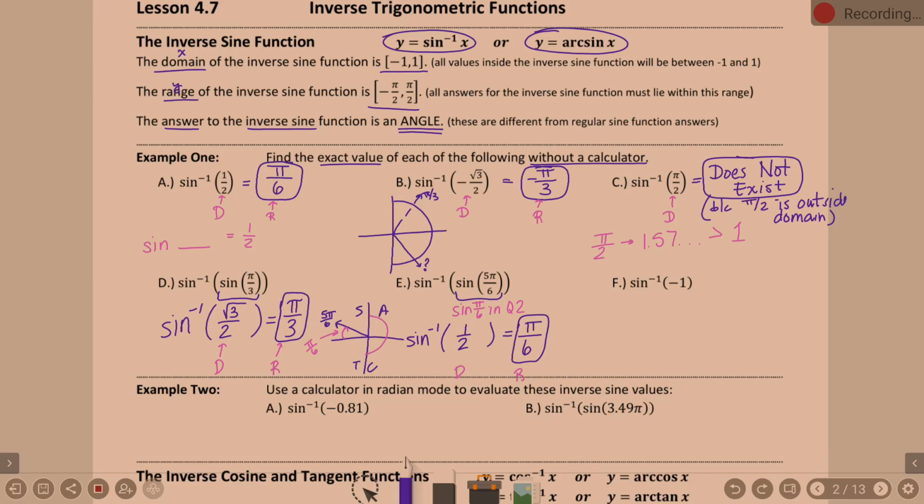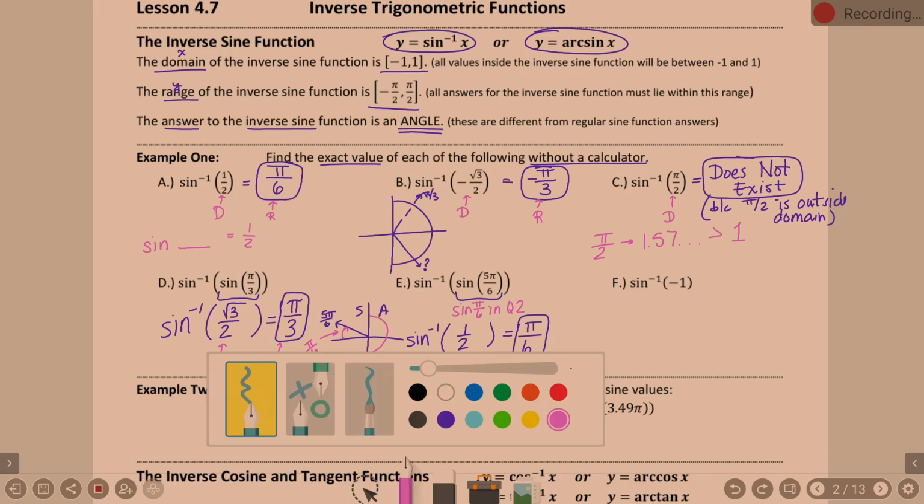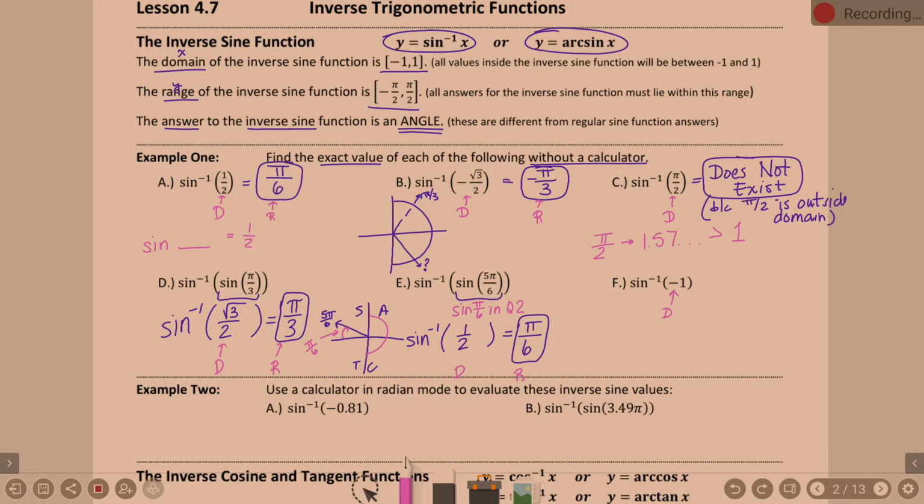Sine inverse of -1. Now, first of all, is this a good domain? Yes, because my domain is -1 to +1. I'm trying to get you guys in the habit of checking. I'm guilty of forgetting to check sometimes too, but that is a good domain, yes? Okay, so there's going to be an answer, is what I'm telling you here.